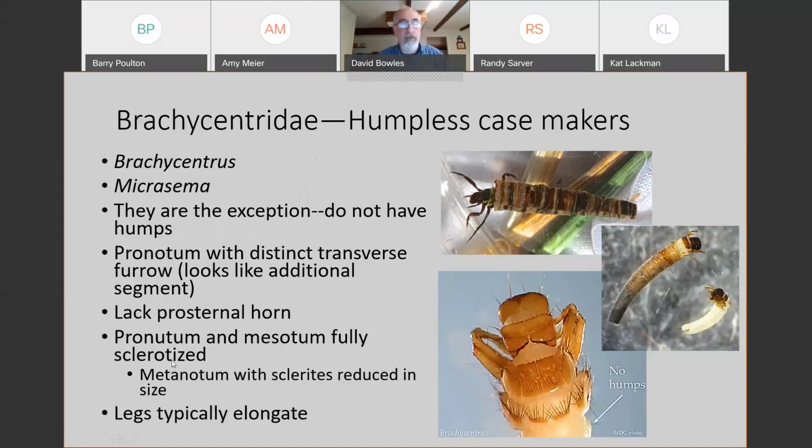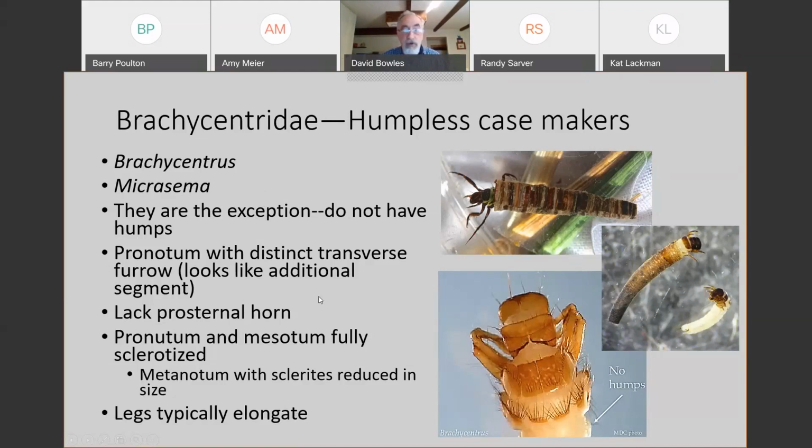First family is the Brachycentridae, the humpless case makers. This is the exception first. We have two genera, Brachycentrus and Micrasema. They don't have any humps at all. They have a very distinct pronotum, and you see the dorsal photograph there. They have a distinct crevice or a transverse furrow, and it's very noticeable when you find it.